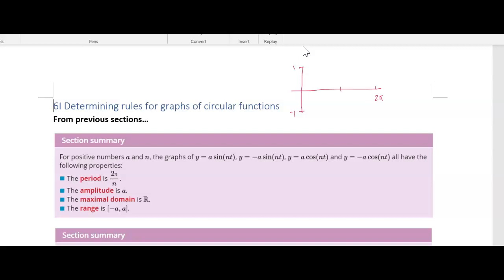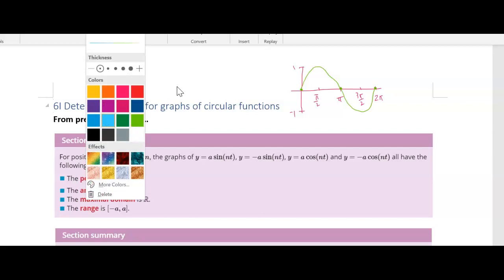When we're sketching it, we usually split our period into 4. So that's pi on 2 and 3 pi on 2. Okay, so your sine graph always starts at 0, well, your basic sine graph without any transformations. It goes up to 1 and then down through pi, then turns at 3 pi on 2 and back to 2 pi.